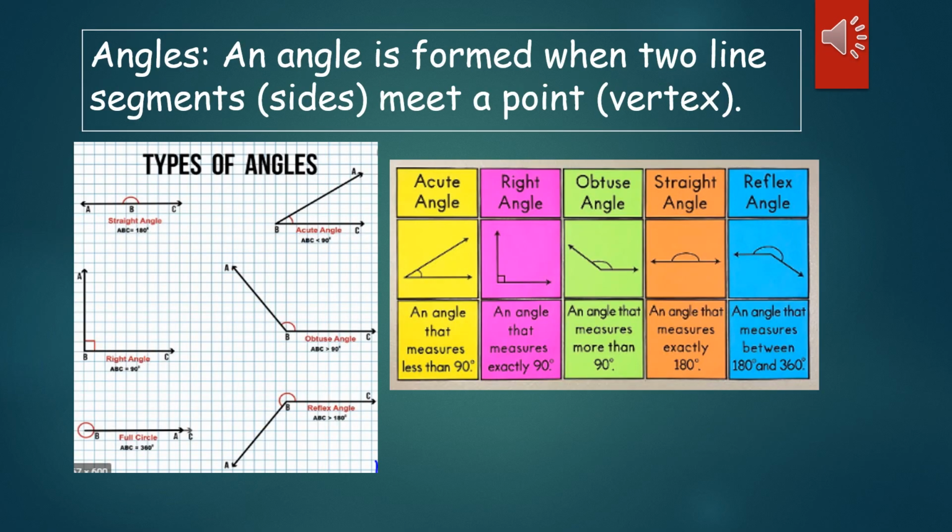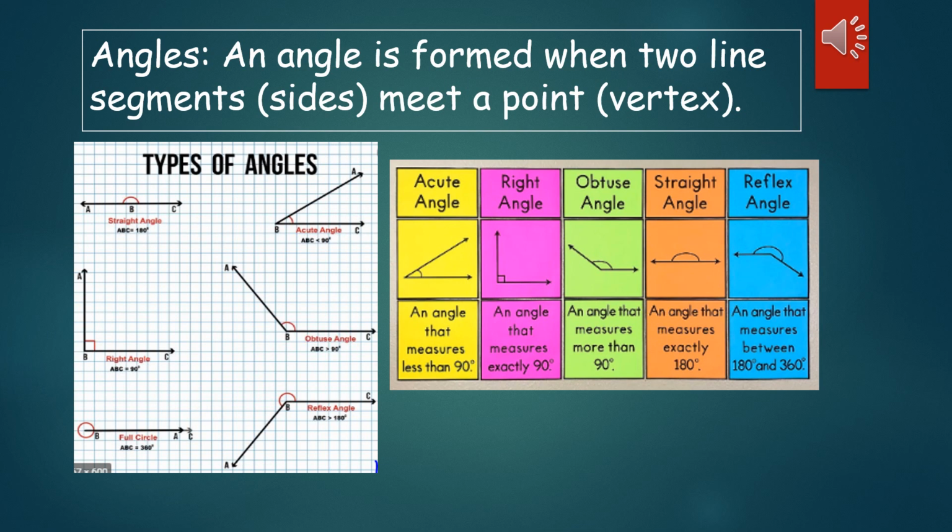Wow, exciting. We're starting with angles. An angle is formed when two line segments or sides meet at a point, or a vertex, or a corner. There are different types of angles. I'm going to the colored part. The first one is an acute angle, an angle that measures less than 90 degrees. I always say it's acute puppy. It's just a small angle.